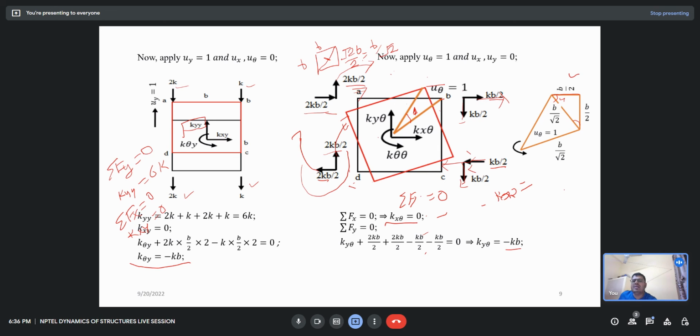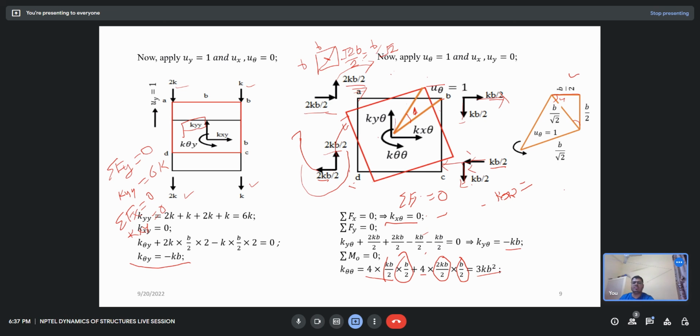All these forces will be multiplied by the lever arm, so the lever arm would be b by 2, the horizontal or vertical direct distance. So add all these forces and multiply with b by 2. We have four forces of kb by 2, multiplied by the lever arm b by 2, and the other forces as well, and that comes out to be 3 kb square.